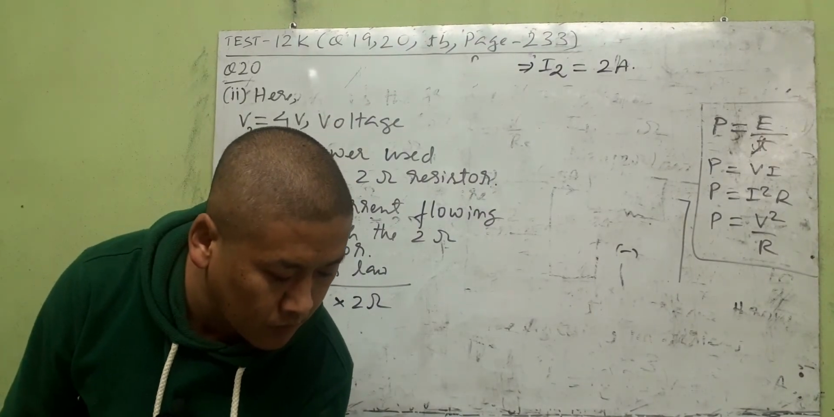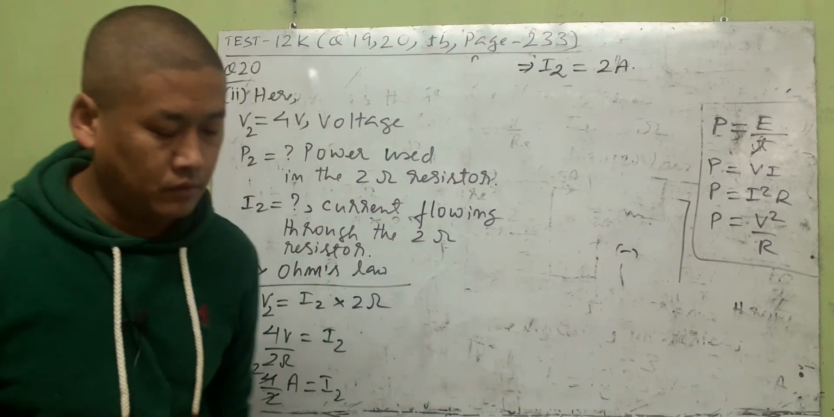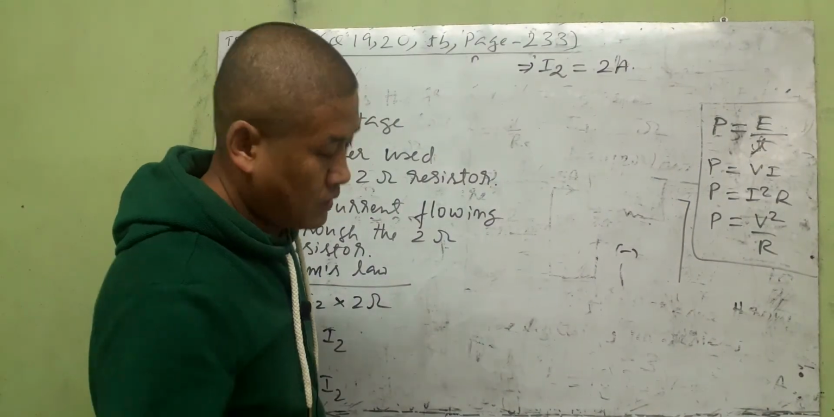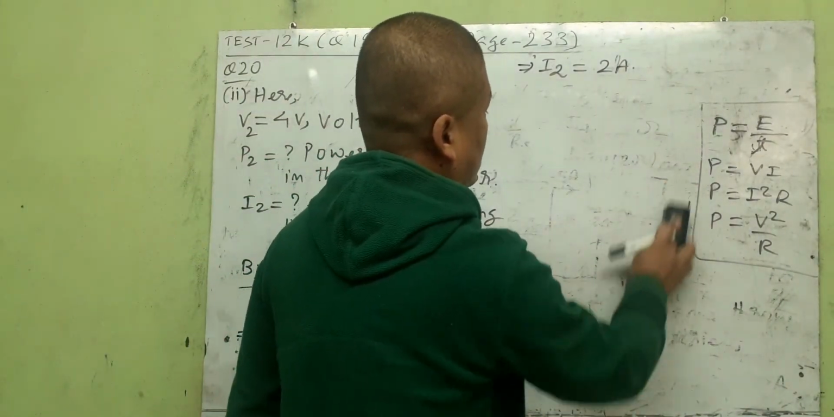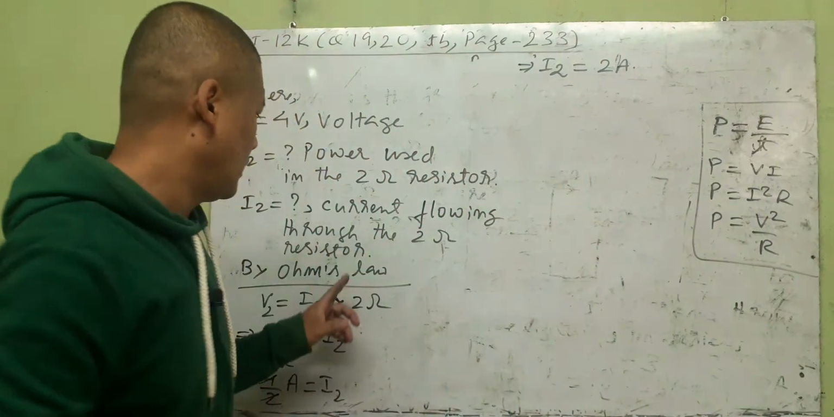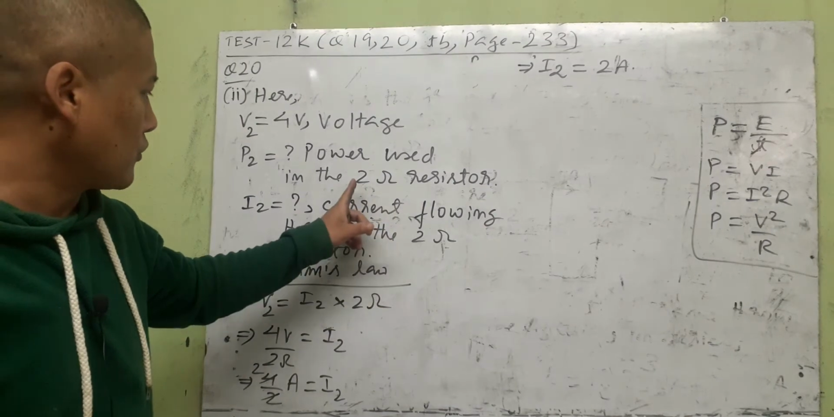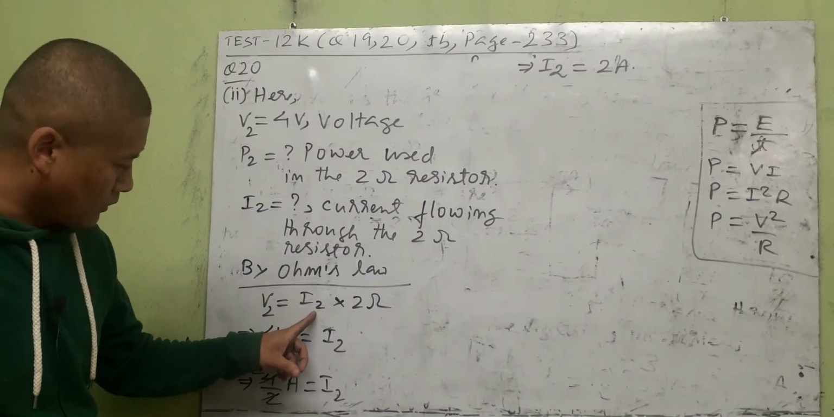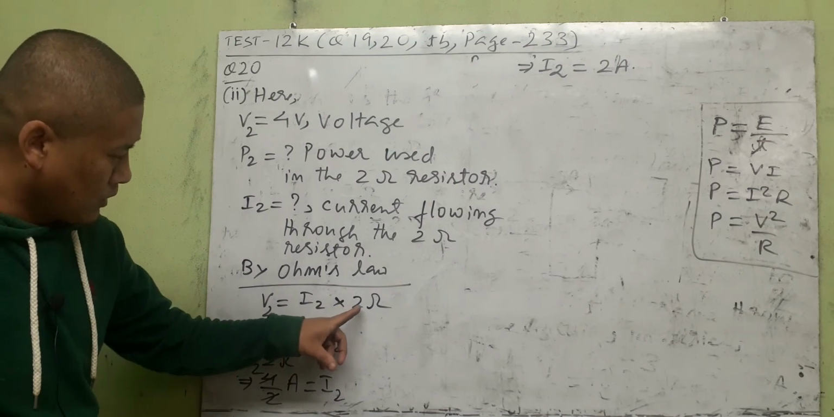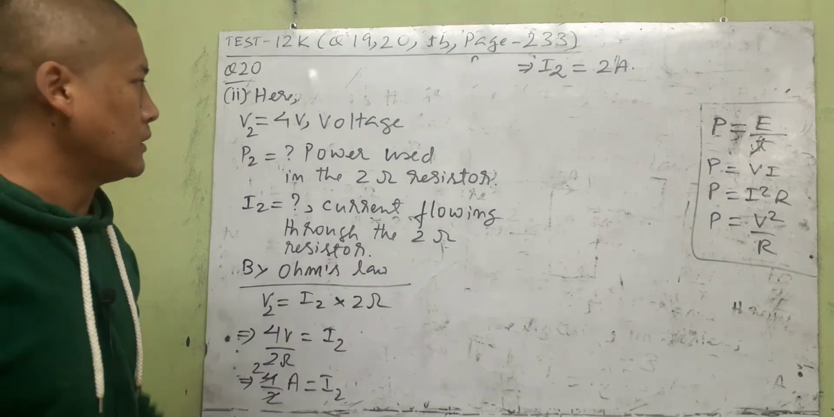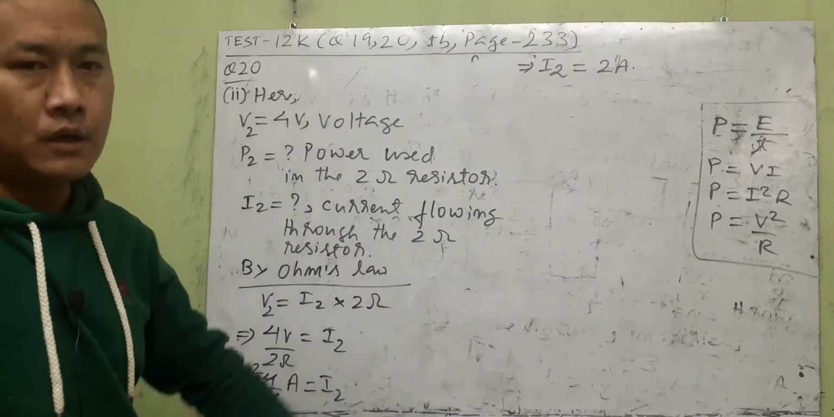So current is this one. Since this is the current flowing through the 2 ohm, for the current flowing through the other one, the 12 ohm, it will be I2 into 12. So we have to find them separately. This is the difference between the first case and the second case.